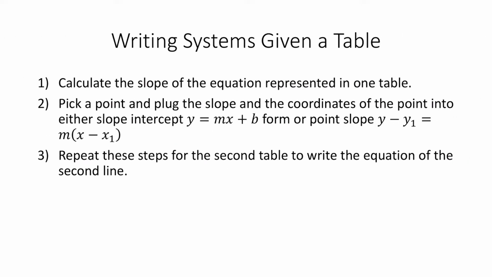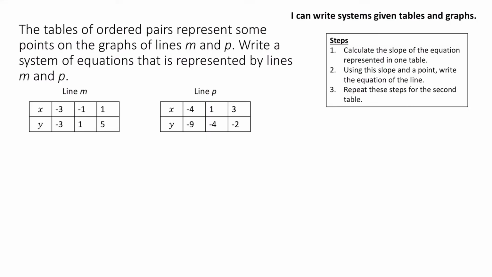So let's practice writing systems given a table. So remember, we're going to need to calculate the slope. And then you're going to pick a point and plug the slope and the point into either slope-intercept or point-slope form. And then you're going to repeat these steps for the second table to write the equation of the second line. So here's what I'm talking about.